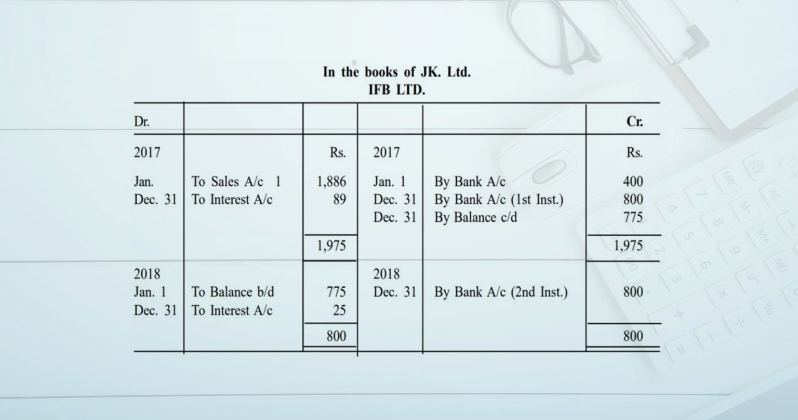Now this is the balance carried down at the end of the first year, 775. This is the total of IFB Limited: credit side 1975, debit side 1975. Now we will bring down this balance at the beginning of the next year. To balance brought down. Again at the end of the second year we made the payment of the second installment, 800. Here, to interest 25. So this is the balancing figure, 800, 800.